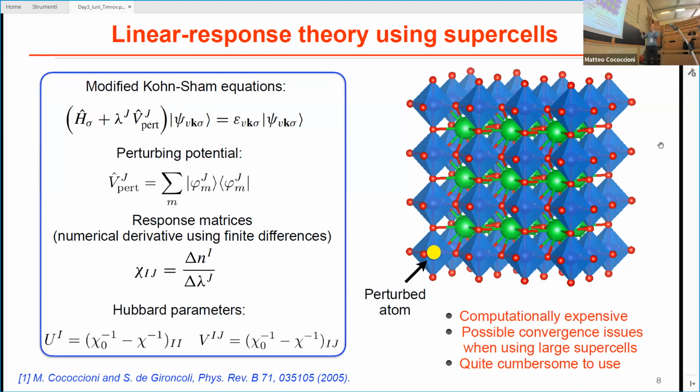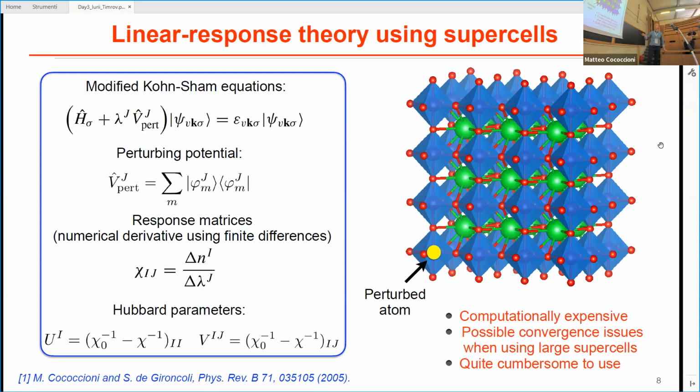So you take a supercell. I'll explain in a second why supercell. You take a supercell and you perturb, say, this atom in the center of the octahedron. So you apply this perturbation. It's a potential, it's a rigid shift of electronic states. And then you see how all the rest of the system reacts to this small perturbation. And you compute the response of all atoms, occupations of all atoms, and you build this response matrix. And then from this chi and chi naught, in a similar way, you can compute the U and V. So U is the diagonal elements of this resulting matrix, while V is the off diagonal.